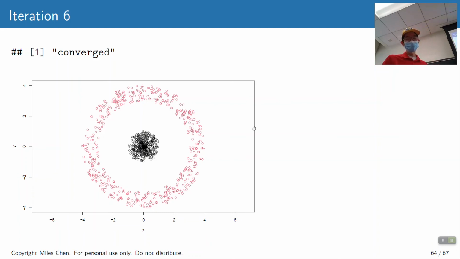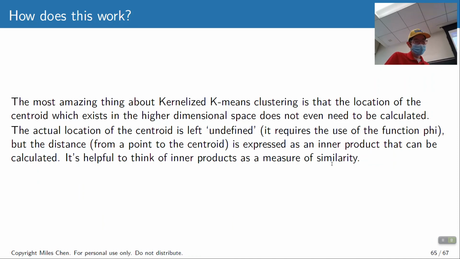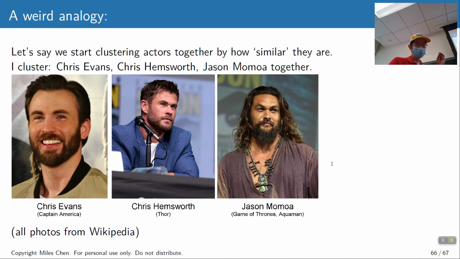And so it's a little bit weird to think about this, and I don't know if this is even a fair example of how you can think about this, right? But let's say you wanted to cluster actors, okay? You wanted to put some actors together. So here we have Chris Evans, Chris Hemsworth, and Jason Momoa. I don't know if you're familiar with everybody, but we have Captain America, Thor, and then Jason Momoa from Game of Thrones or Aquaman. And we might cluster these three actors together or something like that.